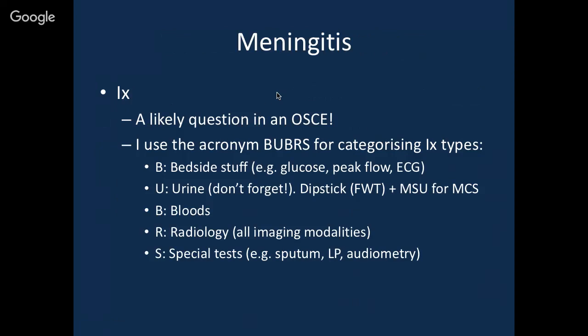I made up this acronym, Gruber's. I don't know, it sounds stupid, but it works, to not forget any type of investigation, because everyone forgets glucose, ECGs, urine tests. You just go straight for the blood test and forget everything else. So go through it systematically. What can you do at the bedside? What can you do in the urine? What can you do in the bloods? Are there any radiological tests? And then are there any special things, like culturing the sputum or sending the patient to audiometry, as you had to in the neuro hearing station, but they explicitly asked. So anyway, I would just go through that framework to make sure you don't forget any classic investigation types.